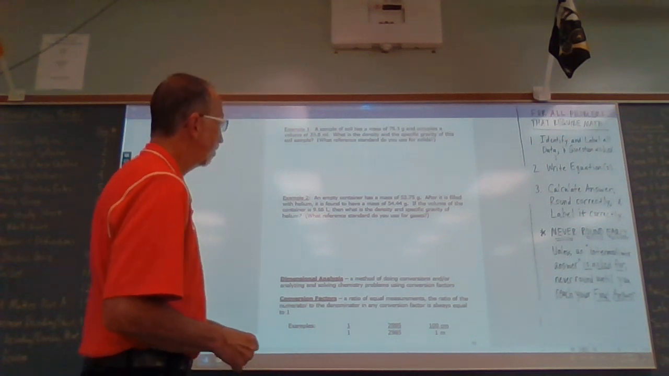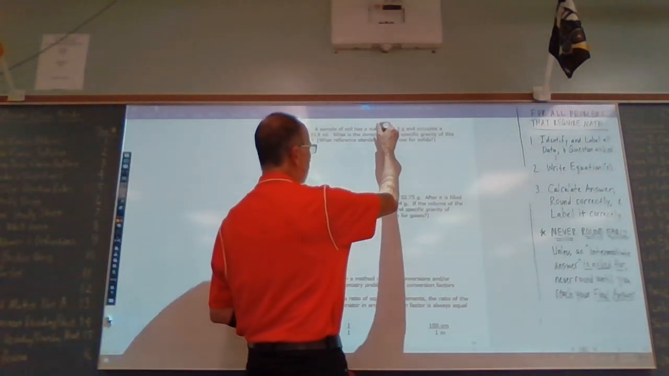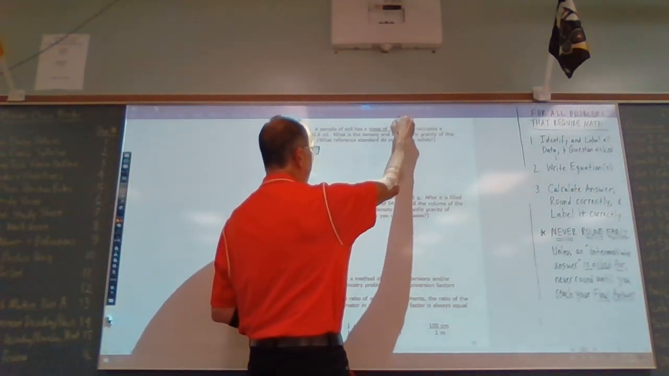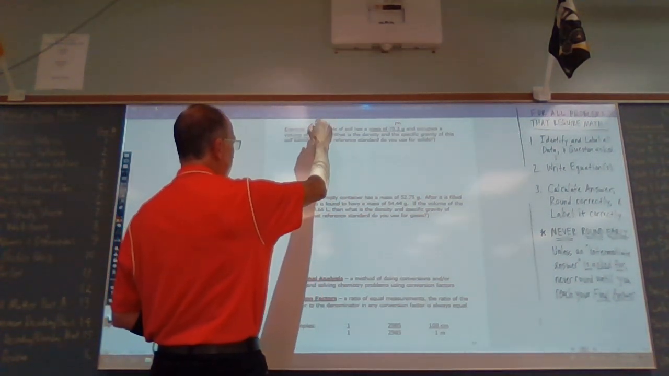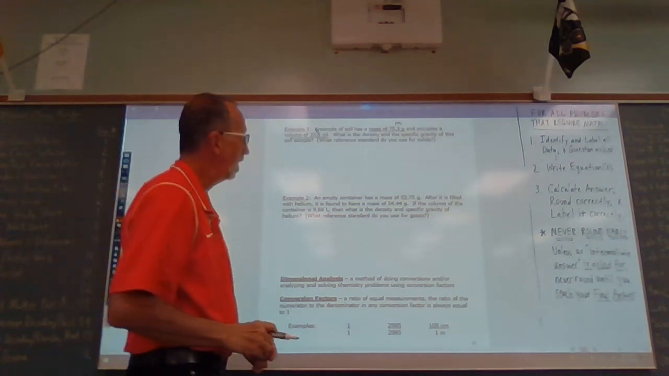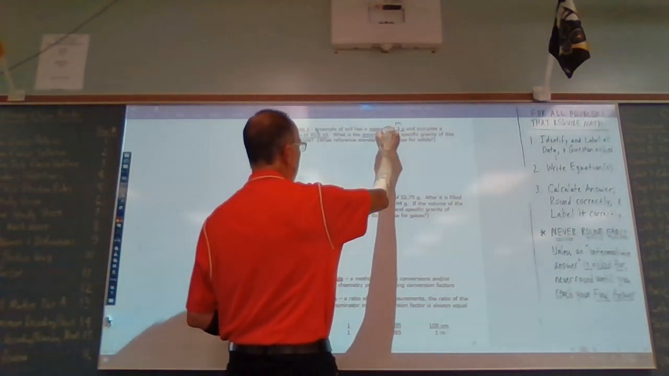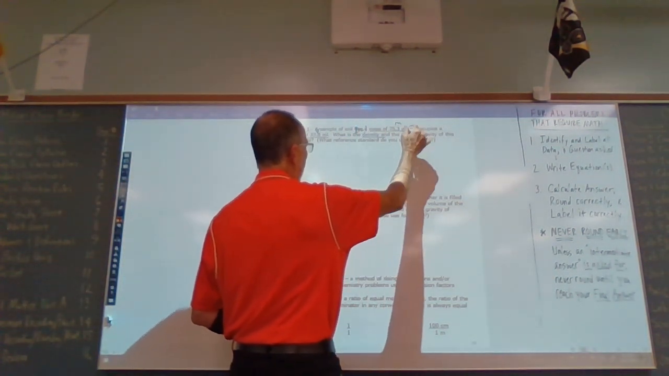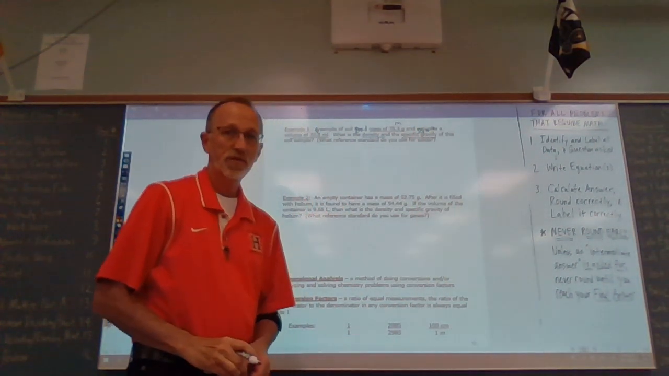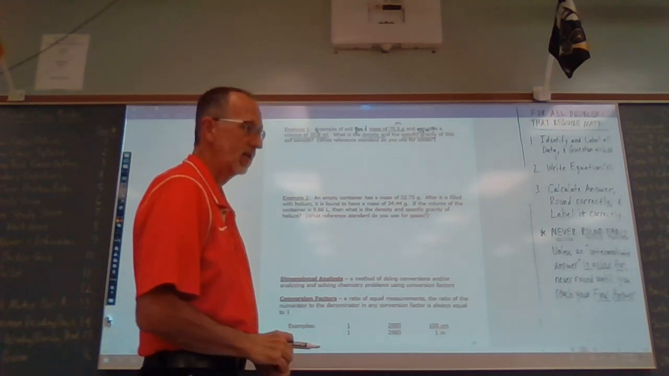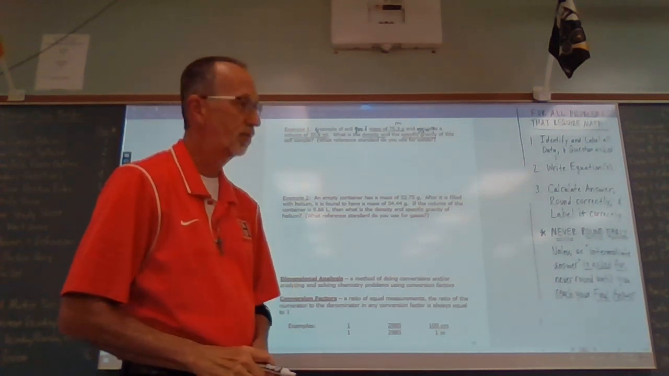All right, so we have a sample of soil that has a mass of 75.3 grams, so that would be our mass, M. It occupies a volume of 33.8 mLs, there would be our volume, V. What is the density? So we're looking for density and the specific gravity. So we're looking for two things here of this soil sample.